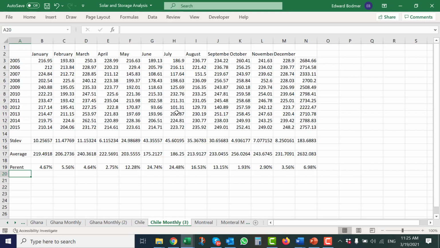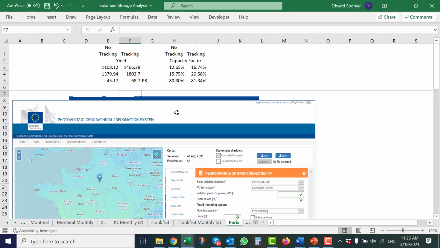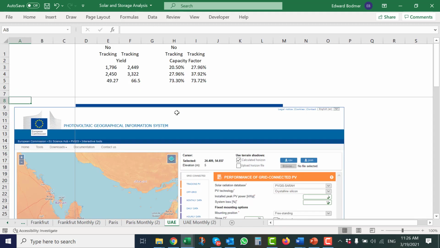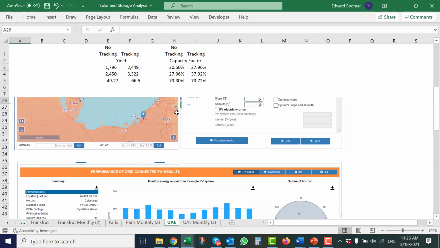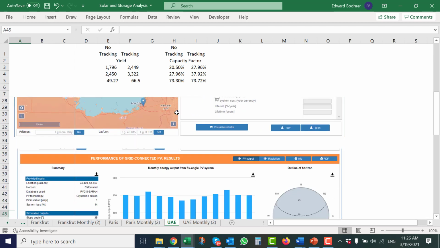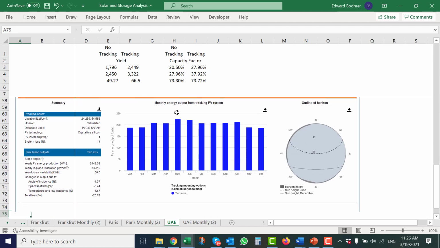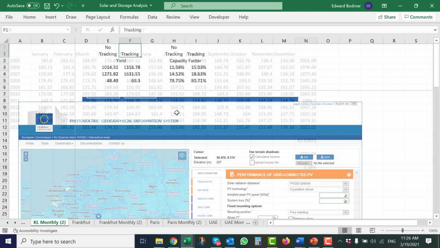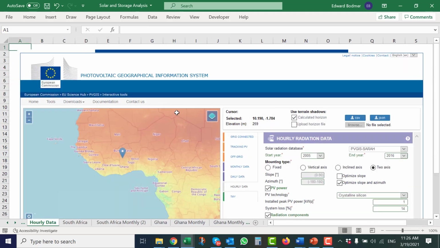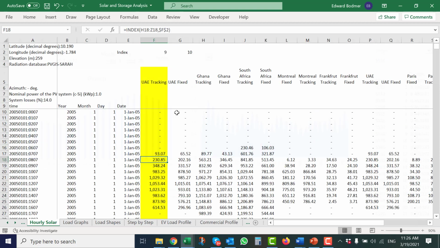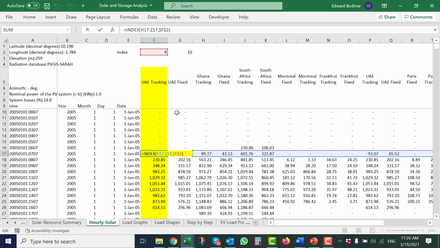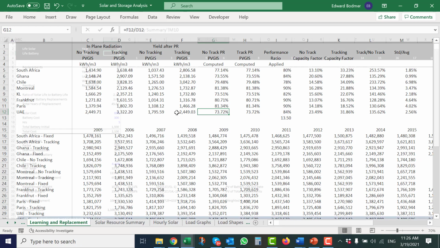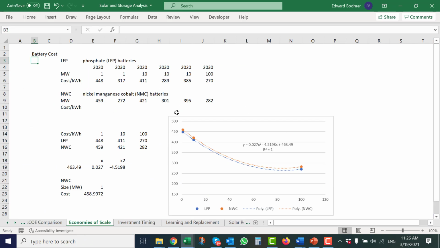Where's the UAE one? I got it from different places, obviously. You plug in UAE, you see what you get with tracking, and what you get without tracking. You get the hourly data, and you can check and see if I screwed up. Here's the UAE, and I have a little index function so I can select just that one or somewhere else and test this out, and in a minute demonstrate how this works in other situations.